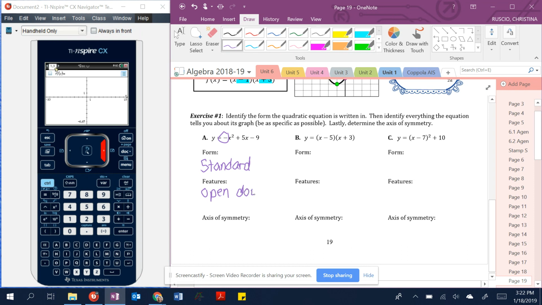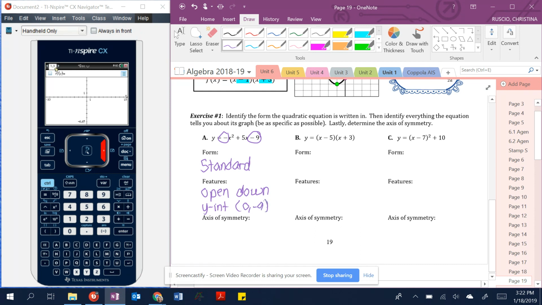And what else do we know? Well, we can figure out the y-intercept. So the y-intercept is going to be this number here. And let's write it as a point, (0, -9).